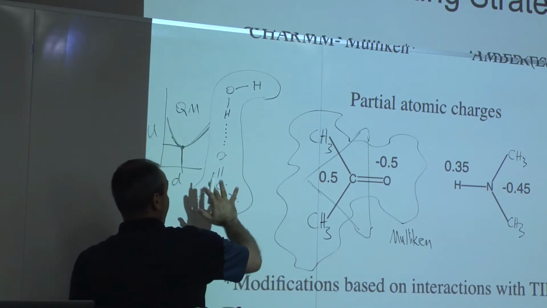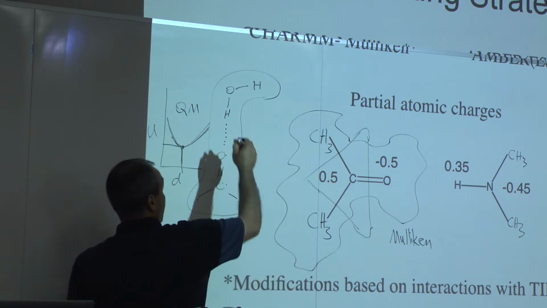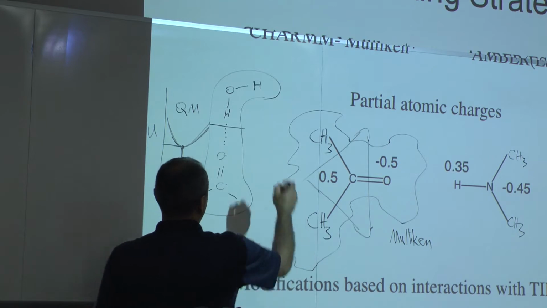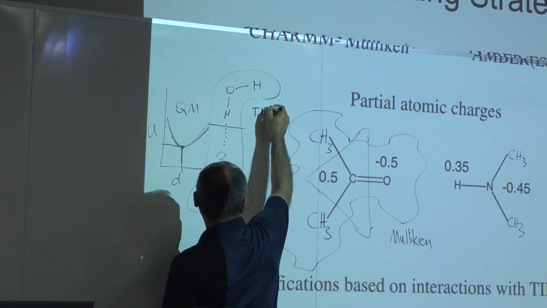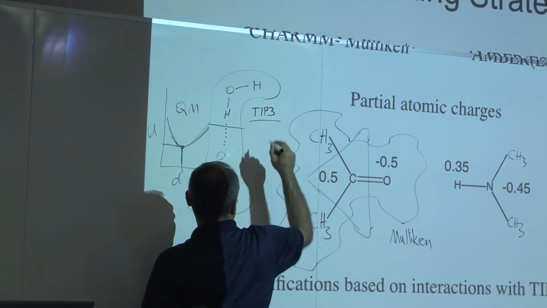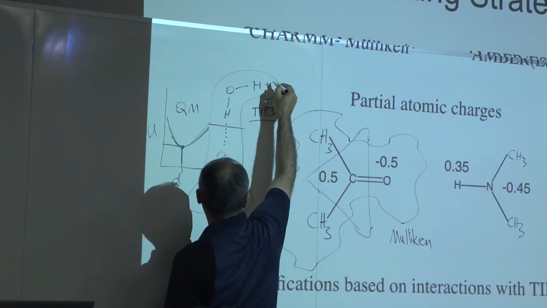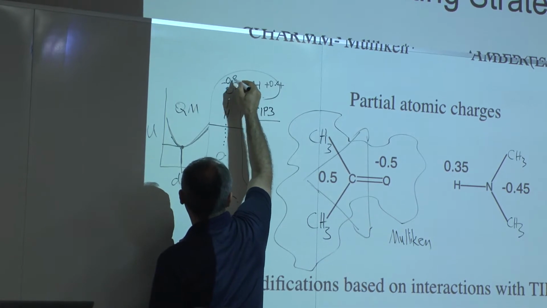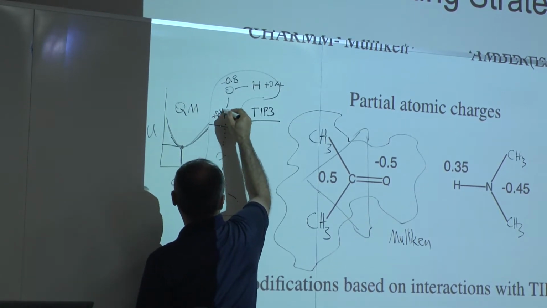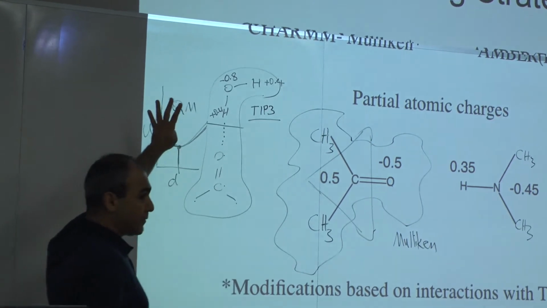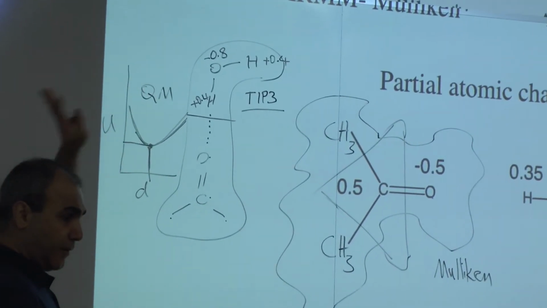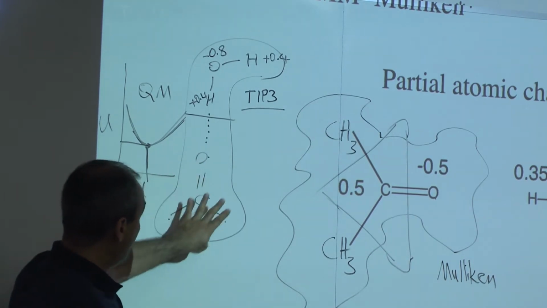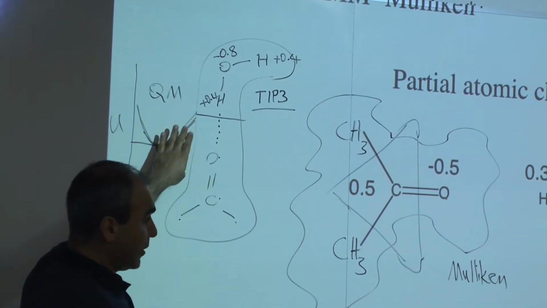In CHARMM, you fit everything to interaction with water. So therefore, we have to fix one part. Water is treated as the TIP3P model, which has fixed charges like this. That part is fixed. We are not going to touch that. That is the definition of our reference water. And everything else, we're going to work with this guy to fit the potential.